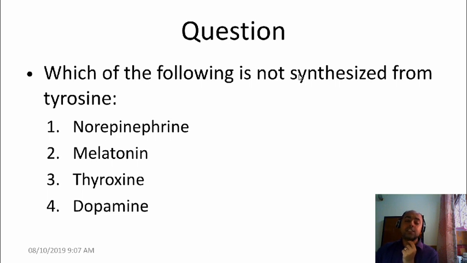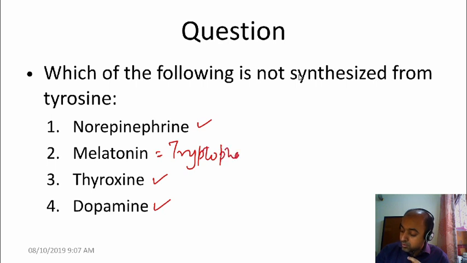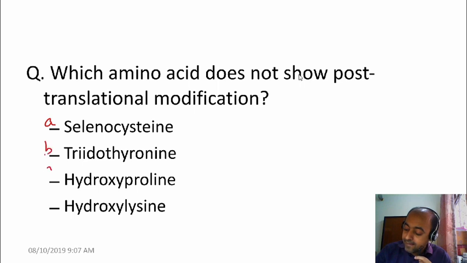Which of the following is not synthesized from tyrosine? Norepinephrine comes from tyrosine, dopamine comes from tyrosine, melatonin comes from tryptophan. Okay, for the previous question, nobody has given the correct answer. Now the correct answer is coming. The melatonin will come from the tryptophan.